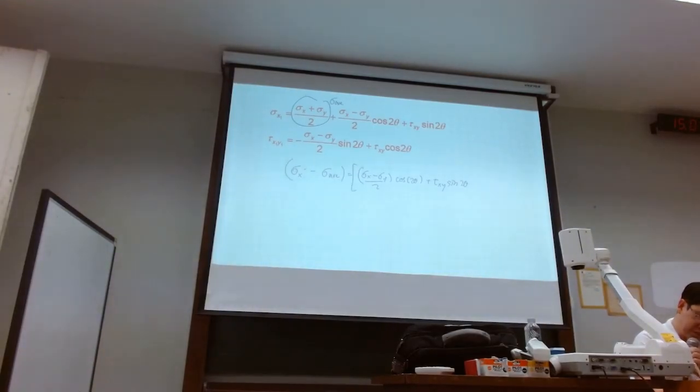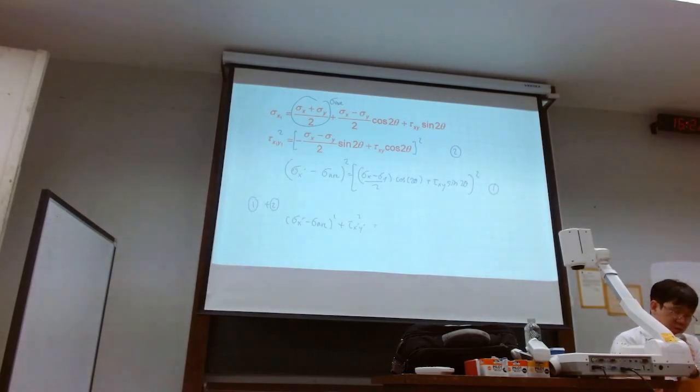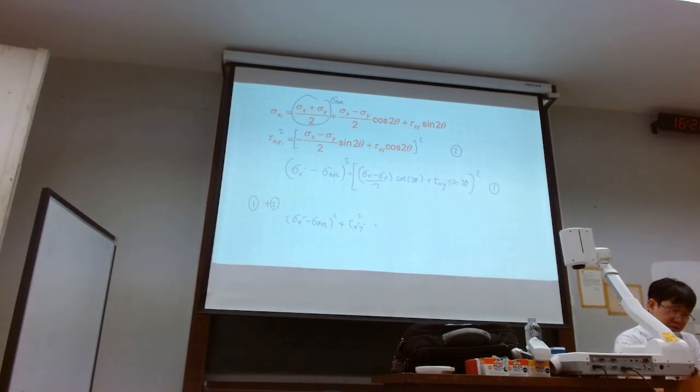What I'll do is square both sides, and I'll do the same for the bottom one. This will be equation number 1, this is equation number 2, then 1 plus 2. On the left-hand side, I'll get sigma x prime minus sigma average squared plus tau x prime y prime squared, equal to this term squared plus this term squared.